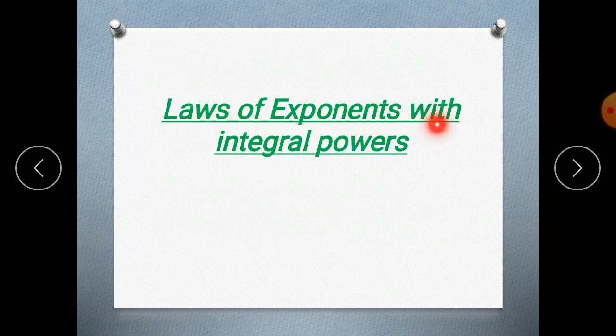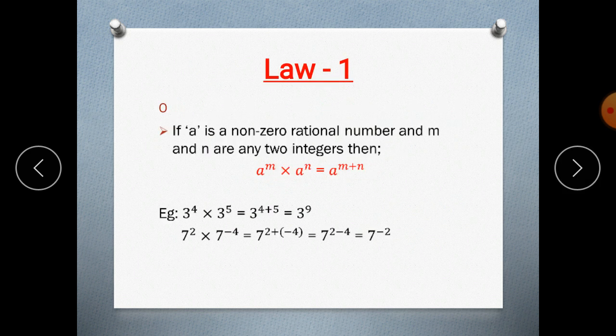Next, you have laws of exponents with integral powers. The first law is, if a is a non-zero rational number and m and n are any two integers, then a raised to m into a raised to n is equal to a raised to m plus n. Now note one thing, this rule is applicable only if you have the same base with different powers and a multiplication sign in between. If you have the same base, you just have to add the powers. For example, 3 raised to 4 into 3 raised to 5 gives 3 raised to 4 plus 5, that is equal to 3 raised to 9.